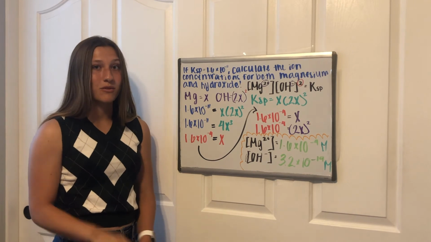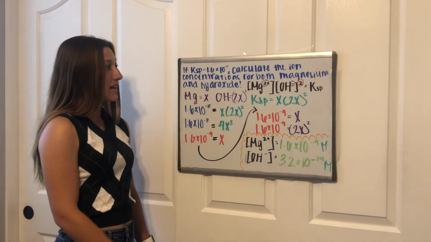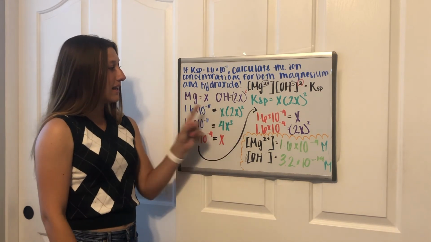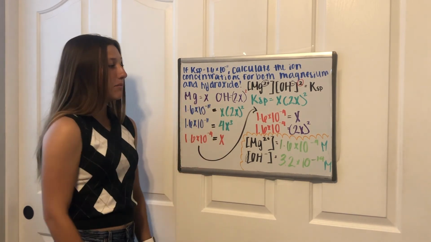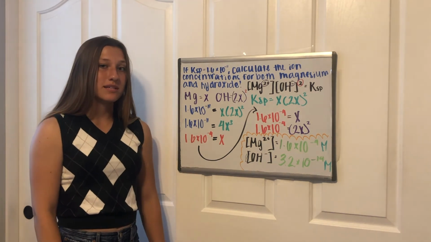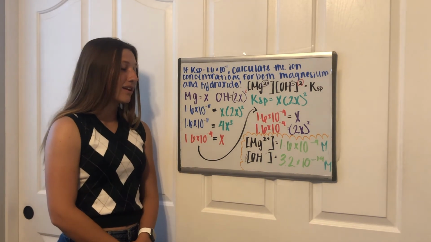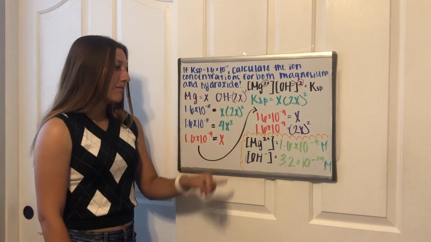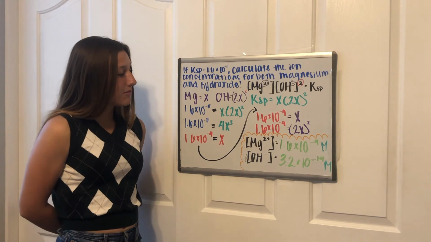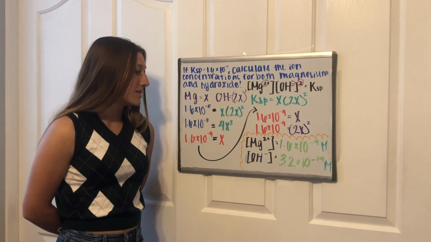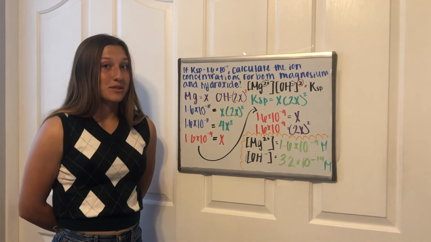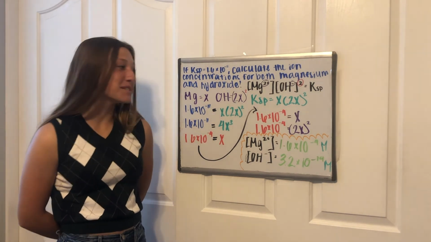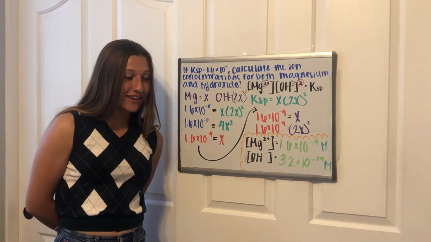All done, right? Wrong. The problem was asking for the concentrations of both magnesium and hydroxide. So we plug them back in to each of our values. So we put 1.6 times 10 to the negative 4 equals x, and 1.6 times 10 to the negative 4 equals 2x squared. Then we solve, and we get magnesium equals 1.6 times 10 to the negative 4, and hydroxide equals 3.2 times 10 to the negative 14. But don't forget your moles, because molarity is moles per liters of solution.